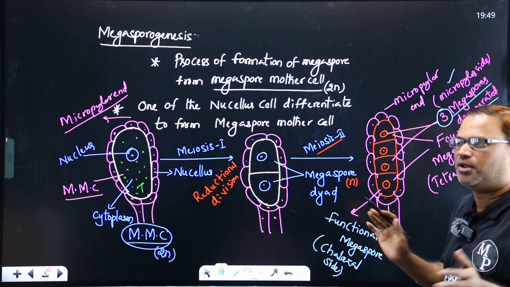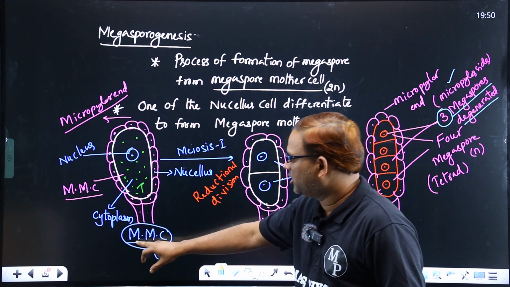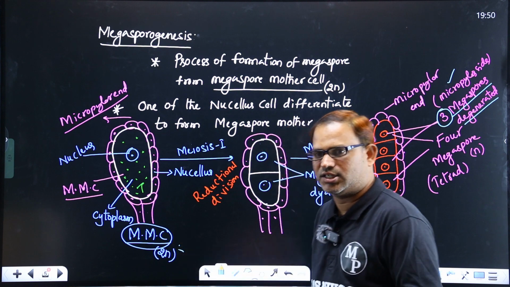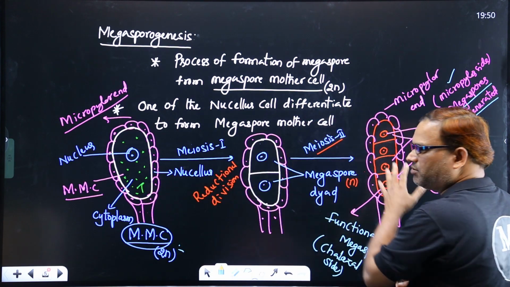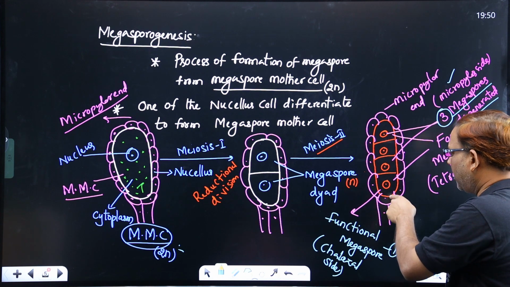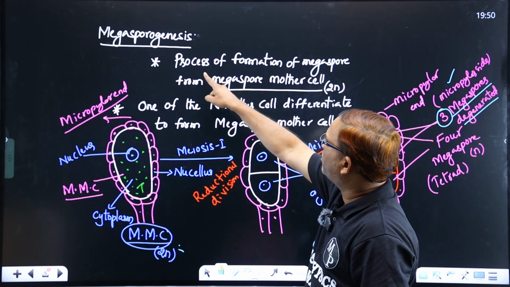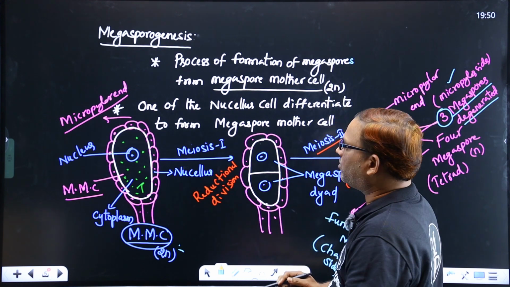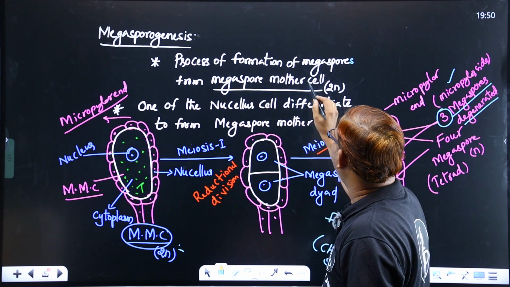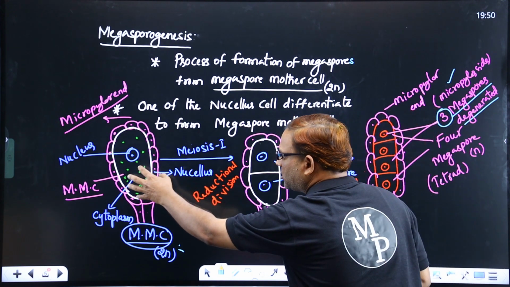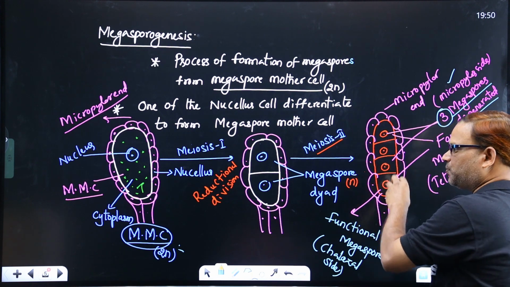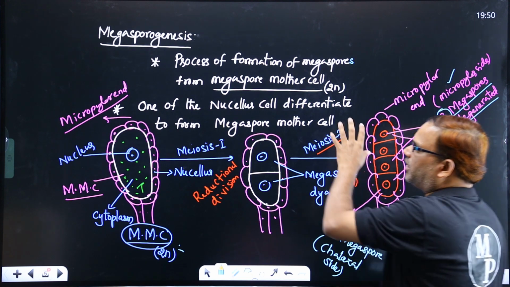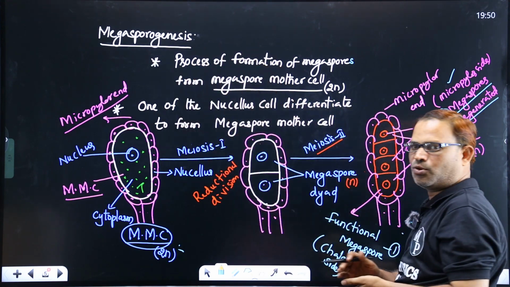This is very important. Initially, what did we take? The megaspore mother cell, which is diploid. When it undergoes meiosis, it forms megaspores. Now the definition is the process of formation of megaspores from the megaspore mother cell. The entire process is called megasporogenesis.